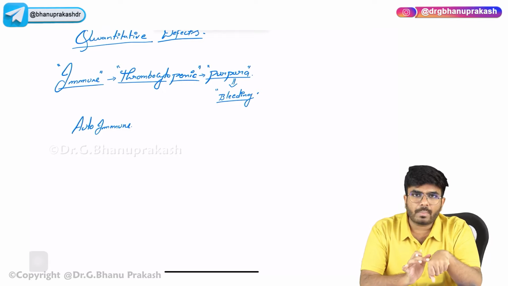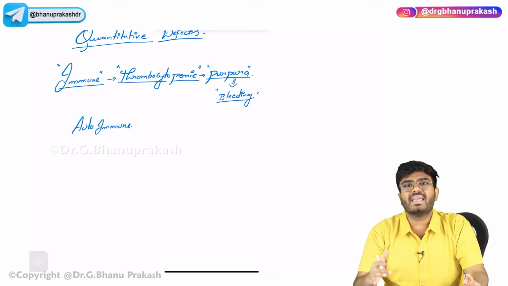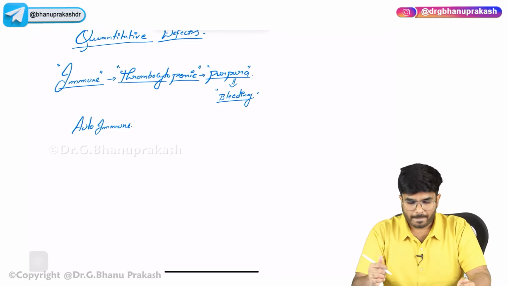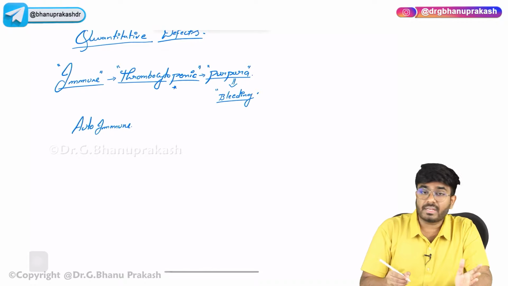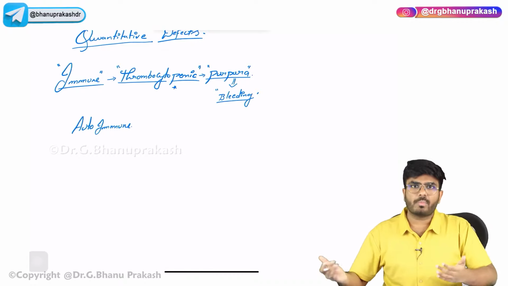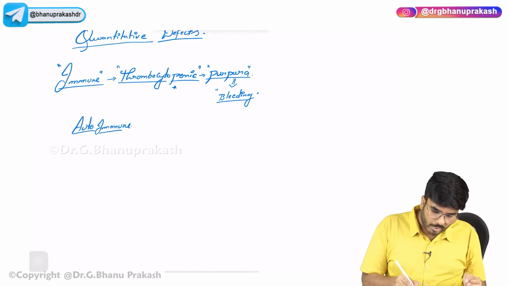If you are having even bigger patches of bleeding, then it is called ecchymosis. So petechiae, purpura and ecchymosis, all these are nothing but bleeding. The bleeding is happening because of platelet deficiency. Platelets are not there, that is causing the bleeding. That's the problem, right? Because of what? Immune system.